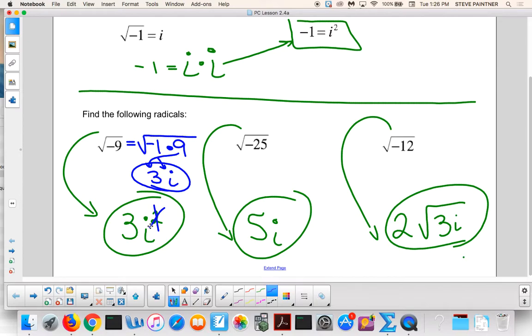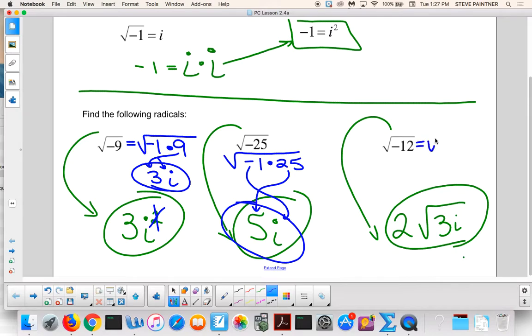This is the only one that was right. It's the square root of what? -1 times what? 25. What's the square root of 25? 5. What's the square root of -1? i. The answer is 5i. Most of you can probably say the answer is 5i, but you didn't know why. Because when you break that number up into -1 times 25, you get i and you get 5. 5i.